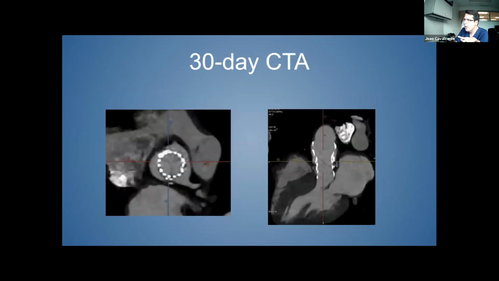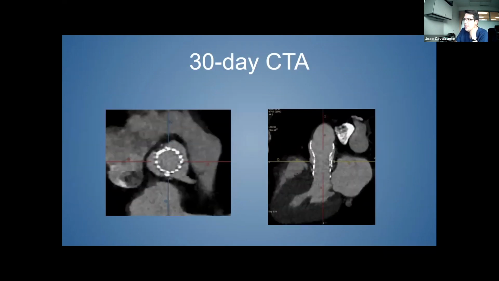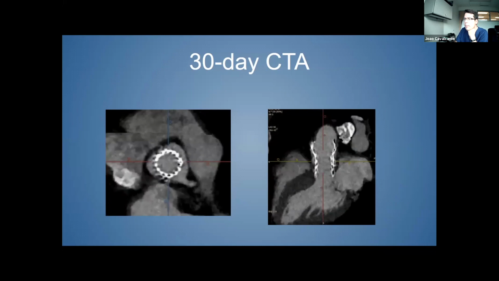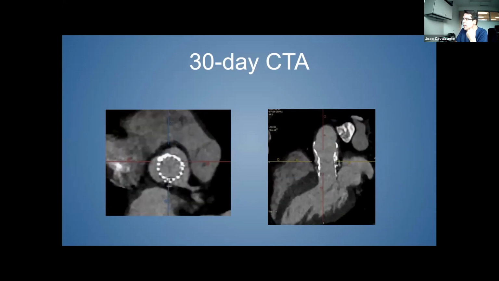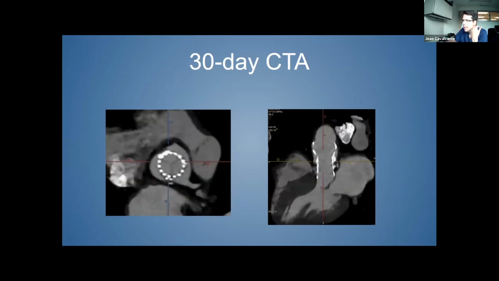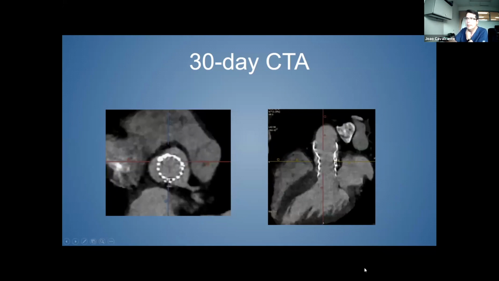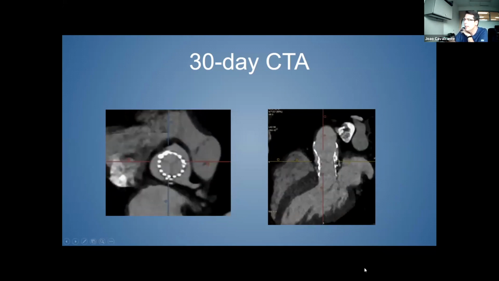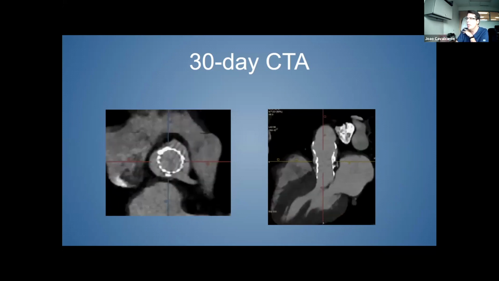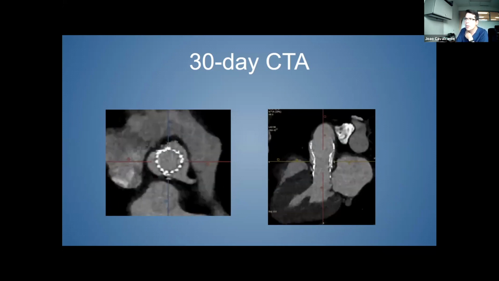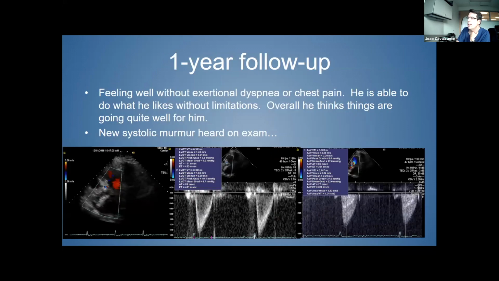We do, as part of our registry here, also CT at 30 days. We're collecting this data prospectively, and you can see that the valve is properly expanded, perhaps seated a little bit deeper than we would like, but nonetheless, good apposition, no HALT, no reduced leaflet motion. Then 1 year has passed.